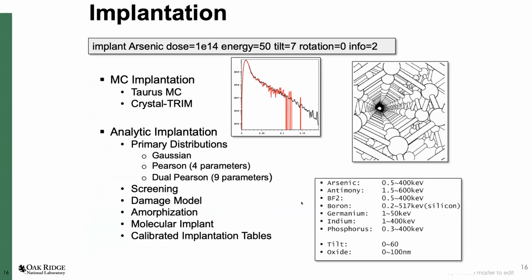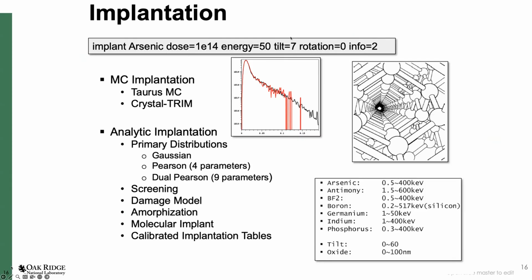I've got a few slides here about the models. If you're doing implantation, you might just want to do something simple. It's a one-line command in Sentaurus Process. It can be very simple. You say, I'm going to do an implantation of arsenic. Here's the dose I'm going to give per square centimeter. The energy is going to be 50 keV. The tilt is going to be 7 degrees.